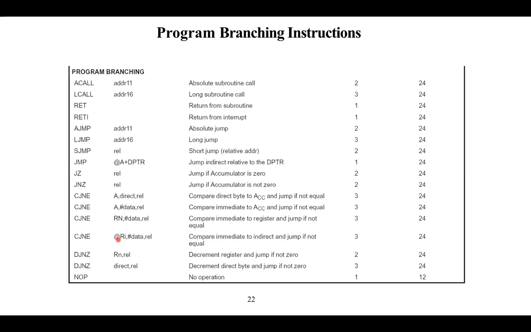CJNE @Ri, #data, rel: compare immediate to indirect and jump if not equal. DJNZ Rn, rel: decrement register and jump if not 0.